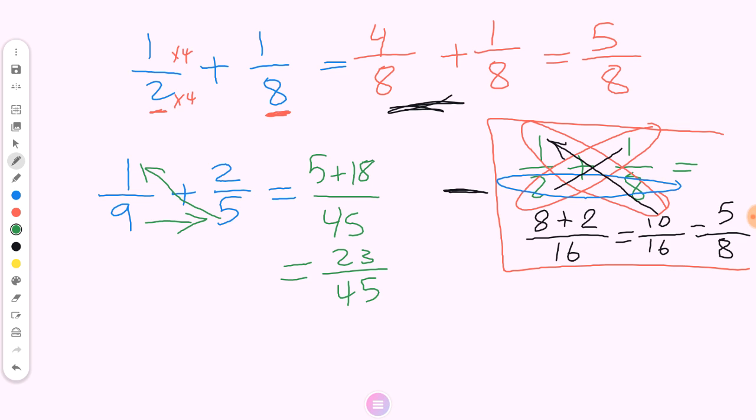So this is how to add and subtract fractions. Actually, instead of adding, I can put subtract. It's okay, the same way. If add, if subtract, okay?